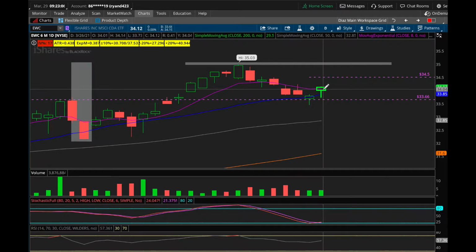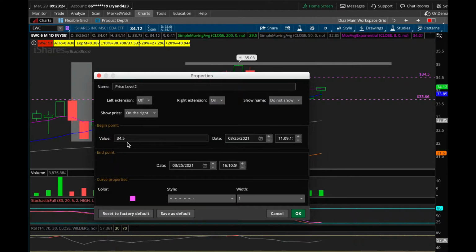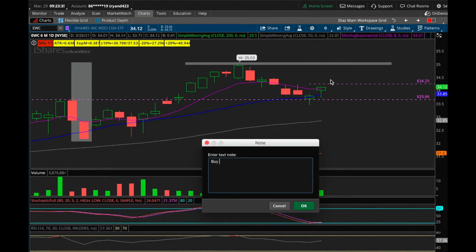So the high of this candlestick, 34.14, 34.14 plus 11 cents. We're going to get triggered in, or want to get triggered in, at $34.25. I'm going to change this, 34.25. That's going to be a buy stop limit. Buy stop limit order.